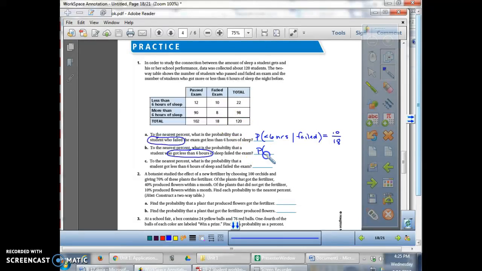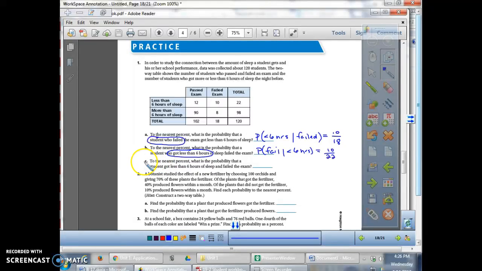Solve the probability that someone failed given they got less than 6 hours of sleep. And again, I start by looking at the intersection. Those that failed and got less than 6 hours of sleep is 10. And then the total that got less than 6 hours of sleep is 22. So you can see how these two are different outcomes.